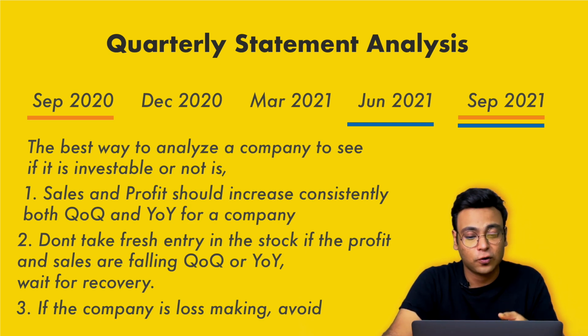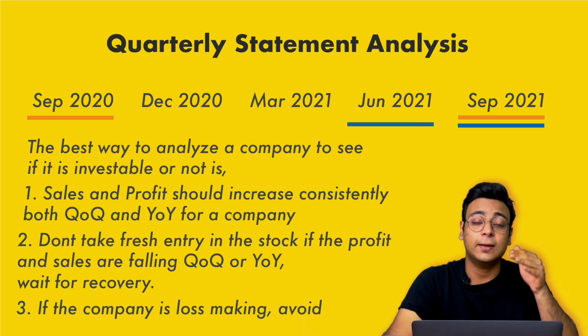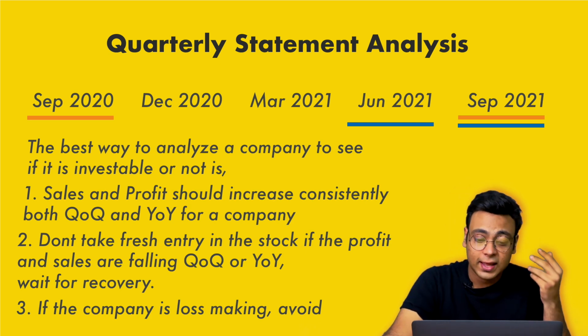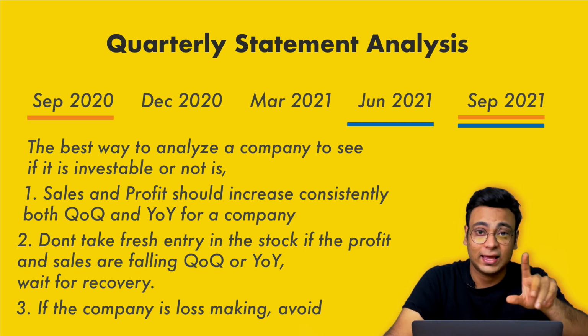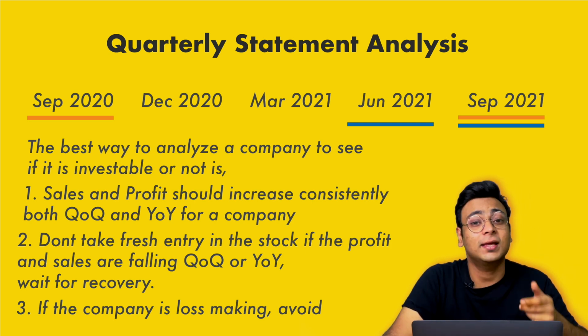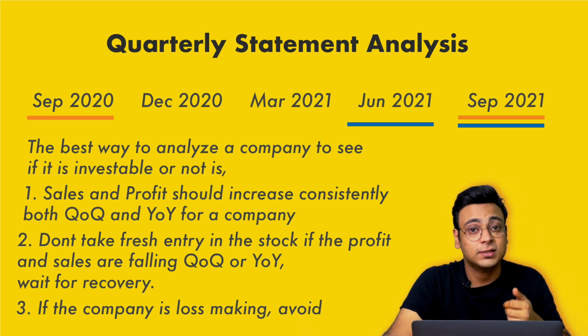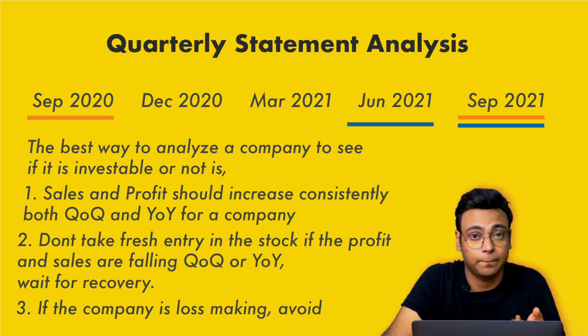Now, the sales and profit should increase consistently both quarter over quarter and year over year for a company if it is a normal company. Like I said, if it's a seasonal company, then the year over year period makes a much bigger impact.